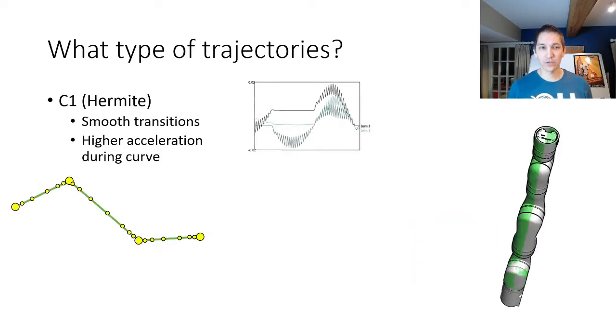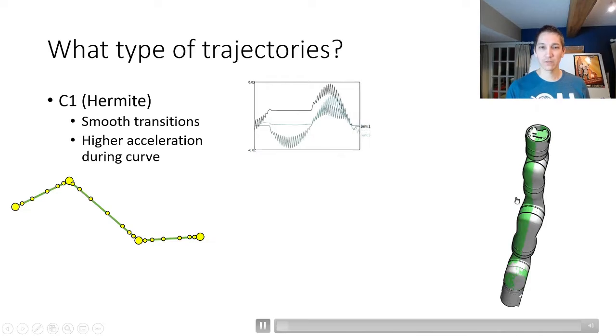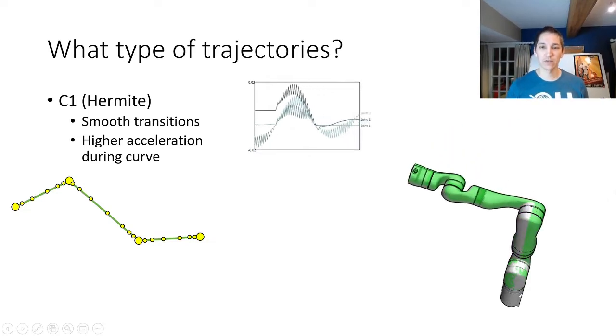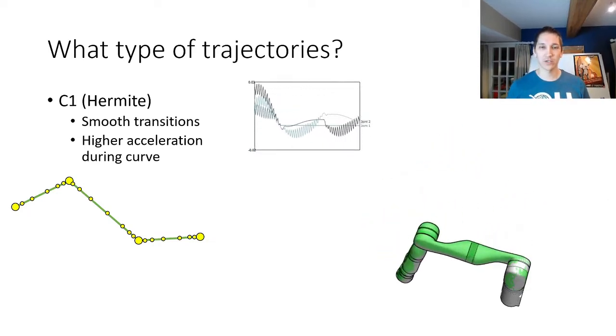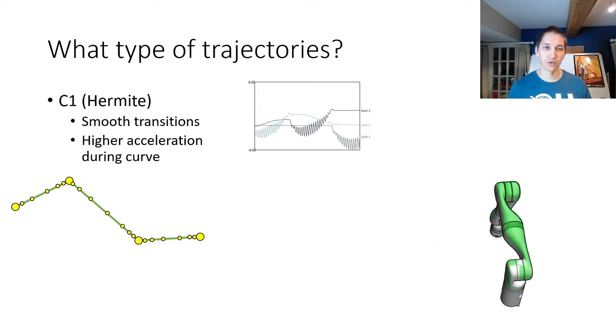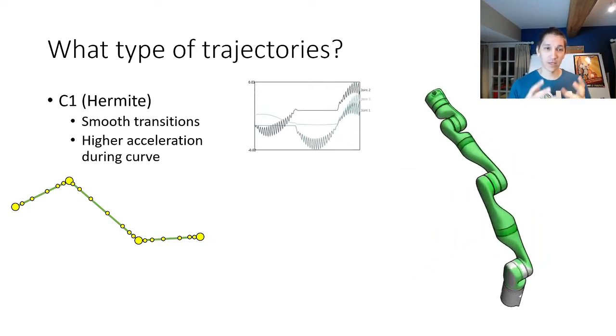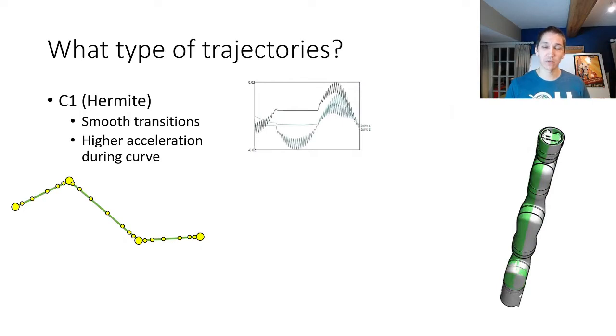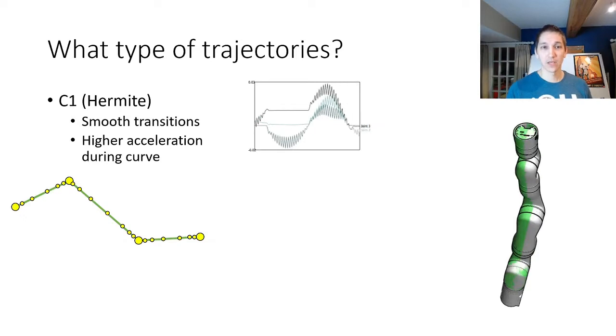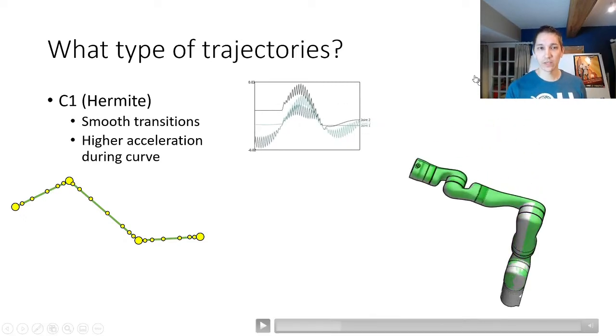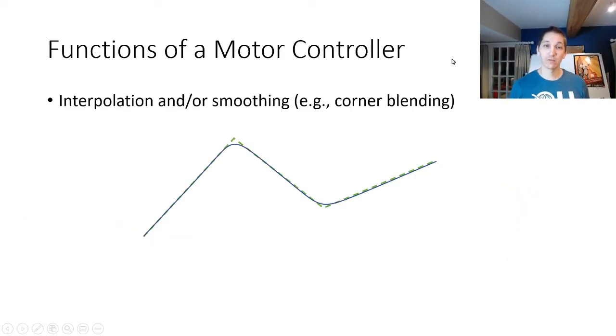Now, a better approach is to use a smooth curve, such as a C1 curve. And so here's a Hermite interpolation of the same milestones as before. Now you gain smooth transitions between each of the segments of this curve, but you do have higher acceleration during the curve.